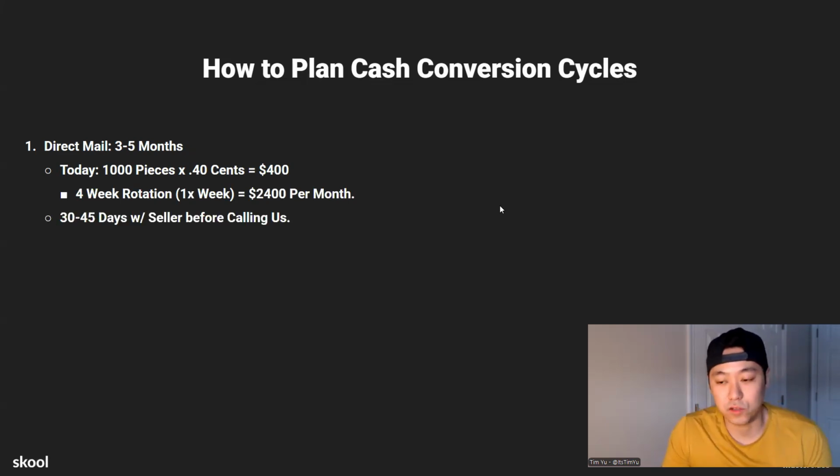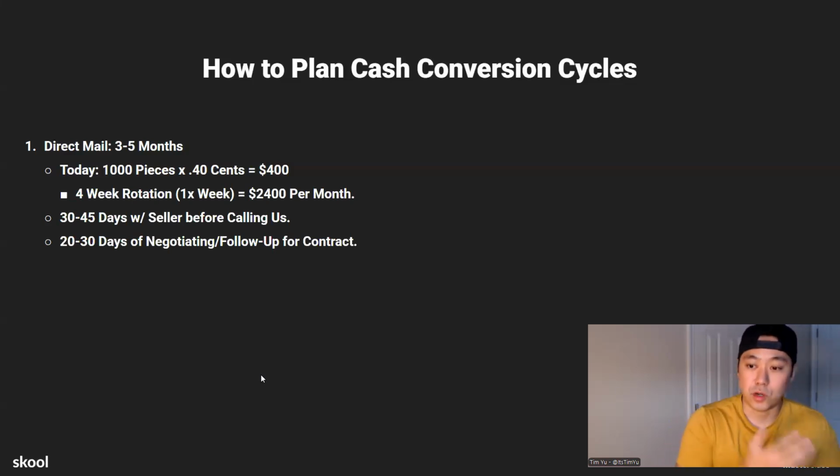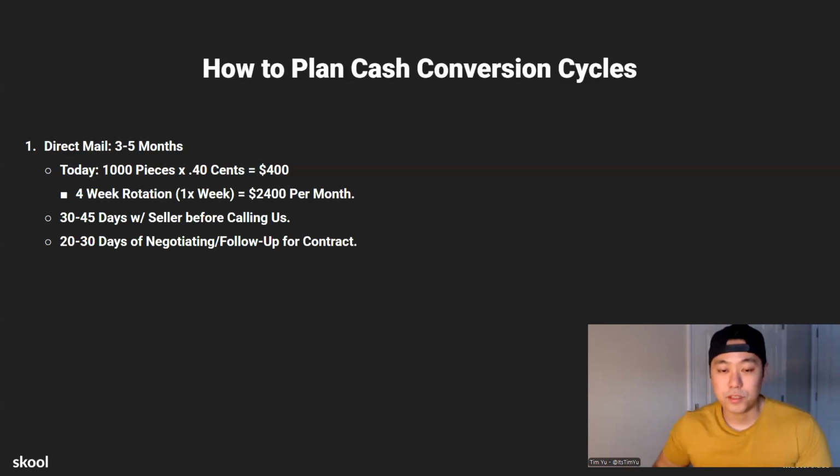This is where the cash conversion cycle comes in. So once that piece of mail gets sent out, on average, that piece of mail sits on someone's desk or in their house or in their cabinet for 30 to 45 days before the seller begins calling us. Once they call us, there's another 20 to 30 days of us negotiating, with us following up with the seller, and ultimately getting this under contract.